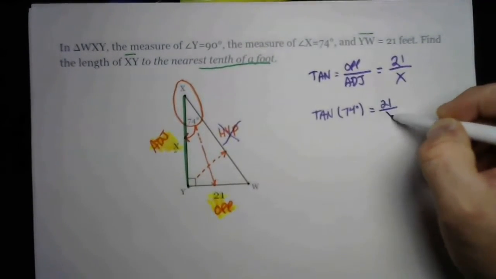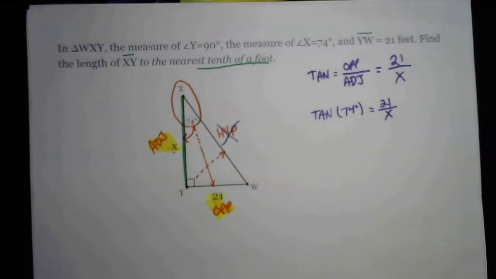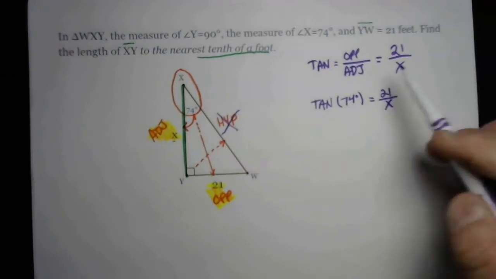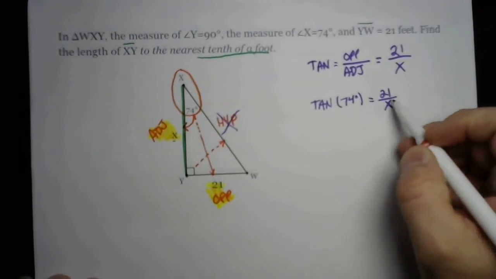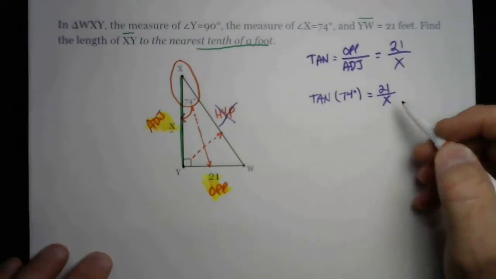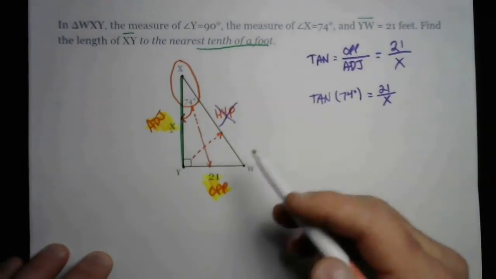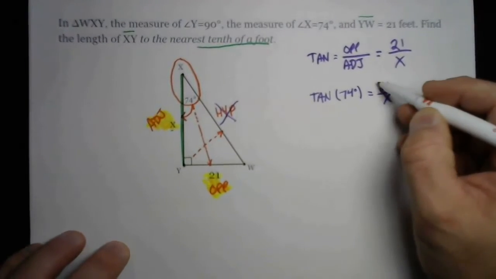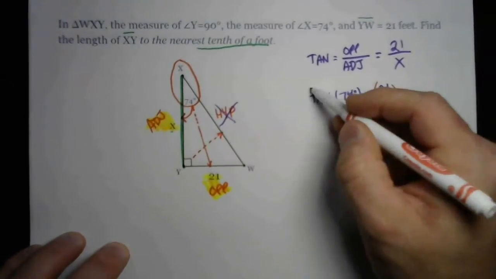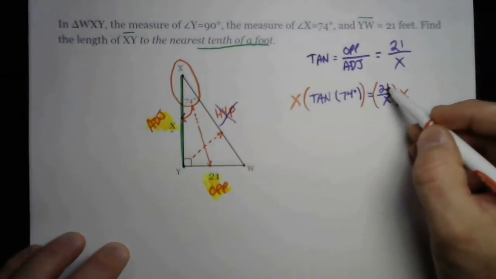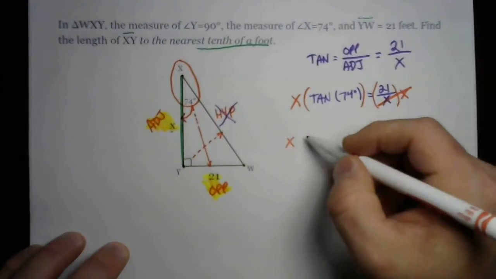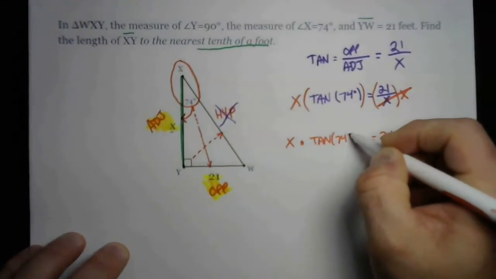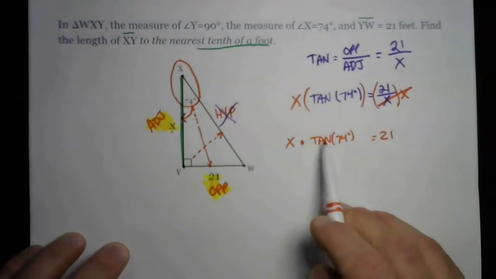So I'm going to write my standard equation, tangent of 74 equals 21 over x. I'm trying to solve for x and get x by itself. There's a fraction over here. I want to get rid of the fraction so I can have just x. So I'm going to multiply by x, the denominator. What I do to one side I must do to the other. Multiply x by tangent of 74. 21 divided by x times x is just 21. So on the left I have x times tangent of 74.